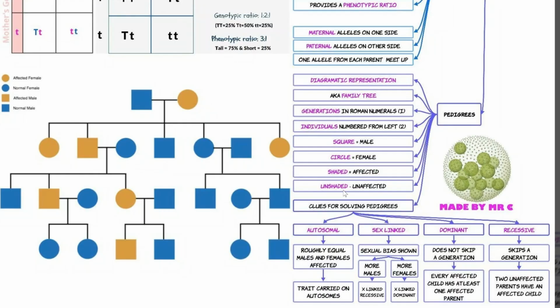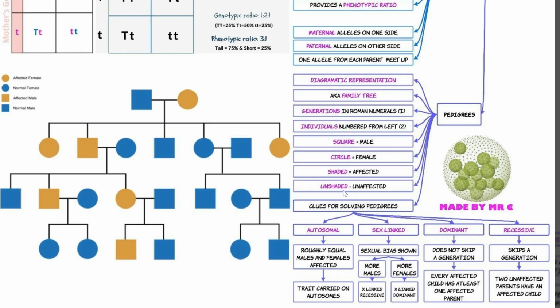Next, we have pedigrees. A pedigree is a diagrammatic representation of a family tree. The generations are in Roman numerals. The individuals are numbered from the left as in 1, 2, 3, and 4. A square is a male, a circle is a female. Shaded means it's affected, unshaded means it's unaffected. The rules for solving the pedigrees.